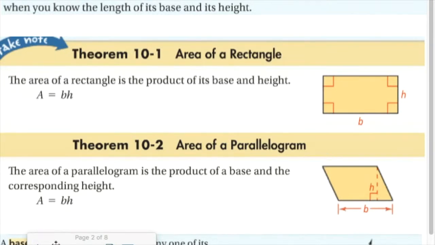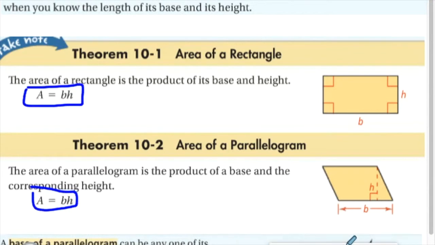First thing, you should probably know this one already. The area of a rectangle is the same as the area of a parallelogram, which is the same as a square, but we do have one more specific formula for that. Whether it's a rectangle or any type of parallelogram at all, the formula to find that would be the length of the base times the height.